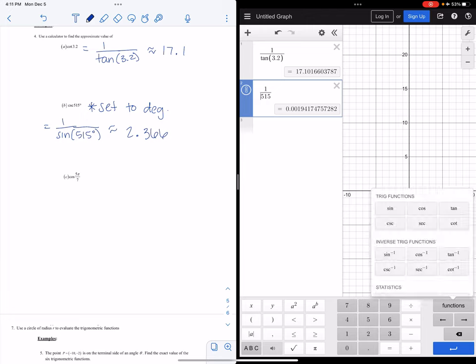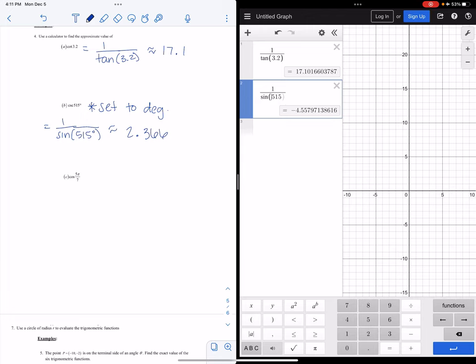Oops, 1 over the sine of 515. So it's very important to have it in the right mode, whether you're measuring in degrees or radians. For the next one, it's in radians. So the first thing we need to do is set to radians.